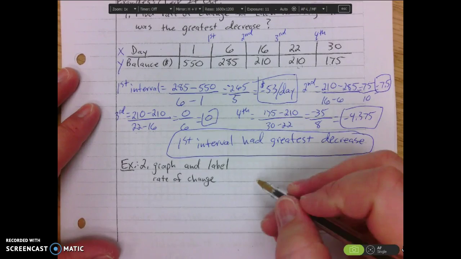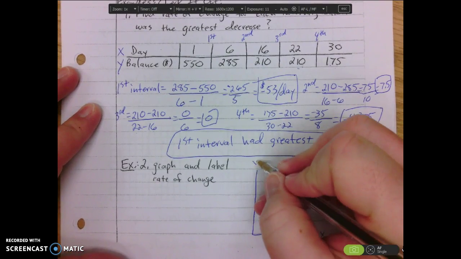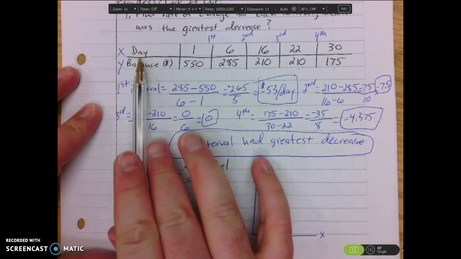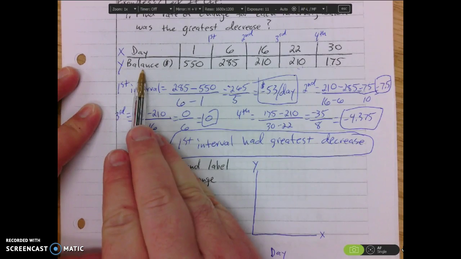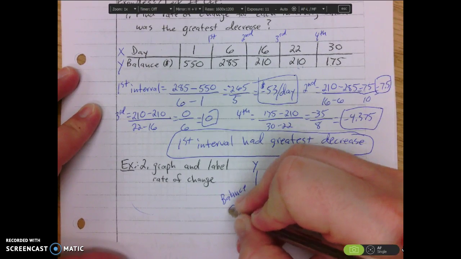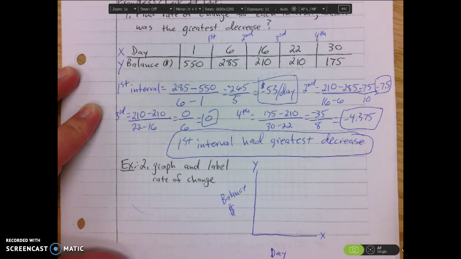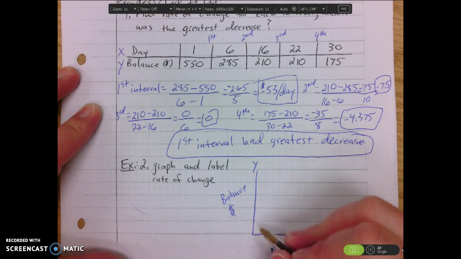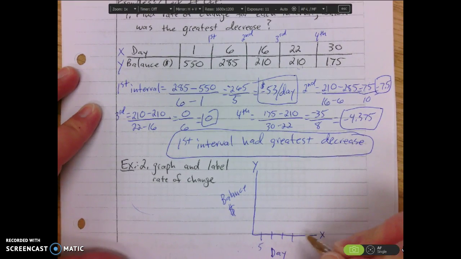So remember, when you're doing story problems, you're doing the graphs, make sure you label your graphs. Here's my x, here's my y. Remember, the x was your day, the y was your balance, which is your dollar amount. If you look at the x's, it spans from 1 to 30. So I need to go from 1 to 30 on my days. I'm just going to count by 5. So 5, 10, 15, 20, 25, 30.